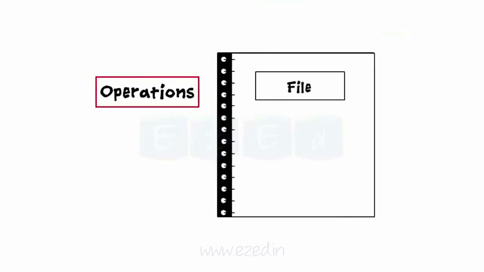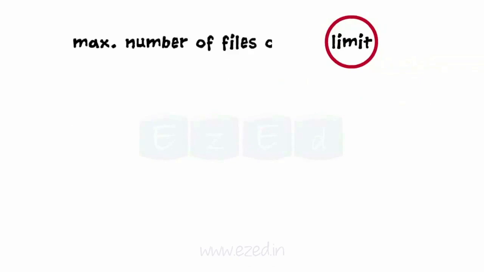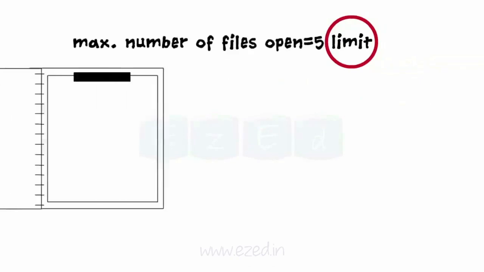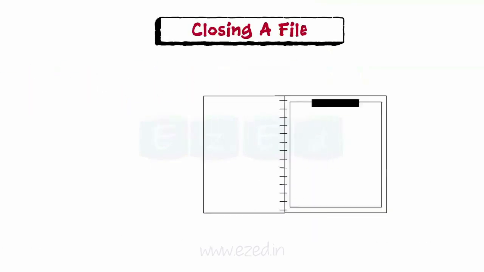Next, we learn closing a file. A file must be closed as soon as all the operations on it have been completed. This ensures that all the underlying information associated with the file is flushed out from the buffers and all links to the file are broken. In case there is a limit on the number of files which can be opened, closing an unwanted file might help to open the required files.